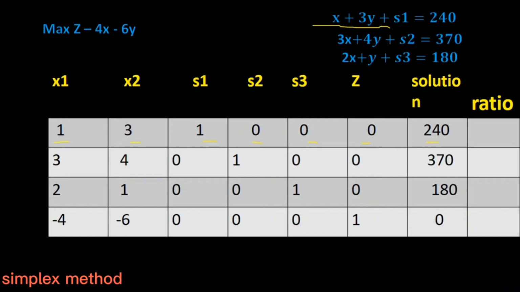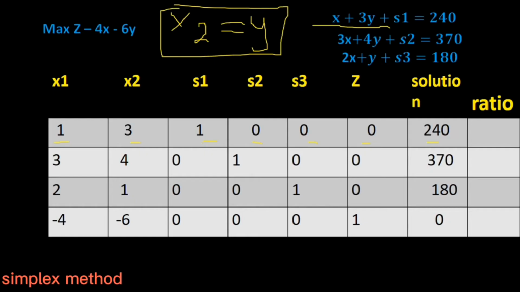Okay, you ask me why there is s2 here. We just took s2 equals to y. While drawing, we just ignored this. Okay, that was an error. You just consider x2 is equal to y. Where you see x2, you know that is equal to y. Your substitution, if you have 3, 4 plus 0, there is s2, that is 1, 0, 0, 0, and 370.